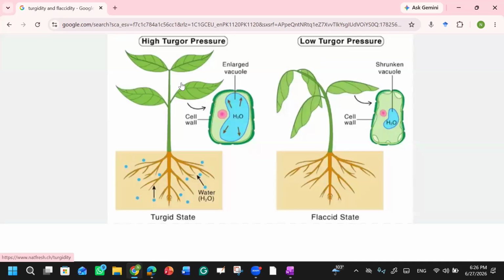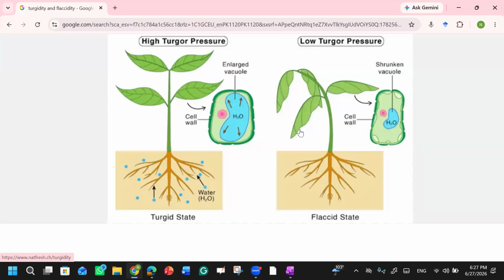But at night, since there is no photosynthesis happening, the already present water is being used by the plant. Now there will be less water in the vacuole and the vacuole will be shrunken. At that time we say that at night the plants have flaccid leaves. They bow down towards the earth, so it means they have low turgor pressure. Are you clear with this terminology?